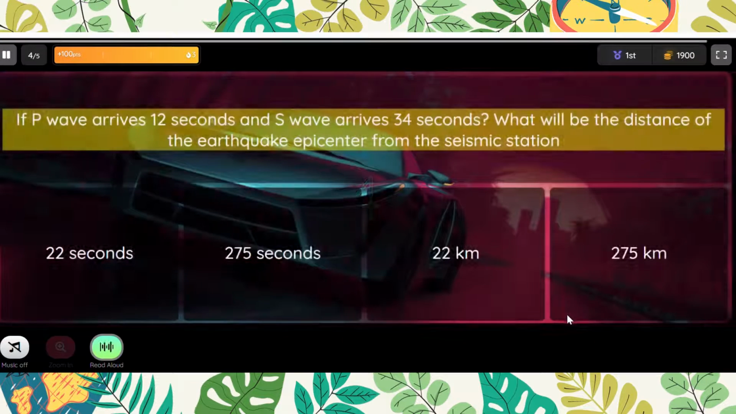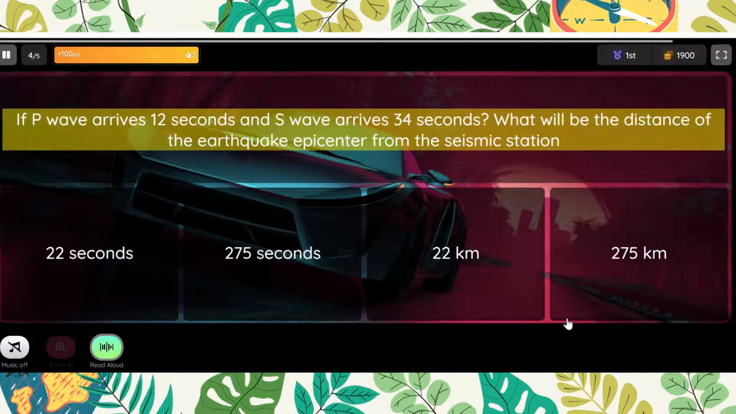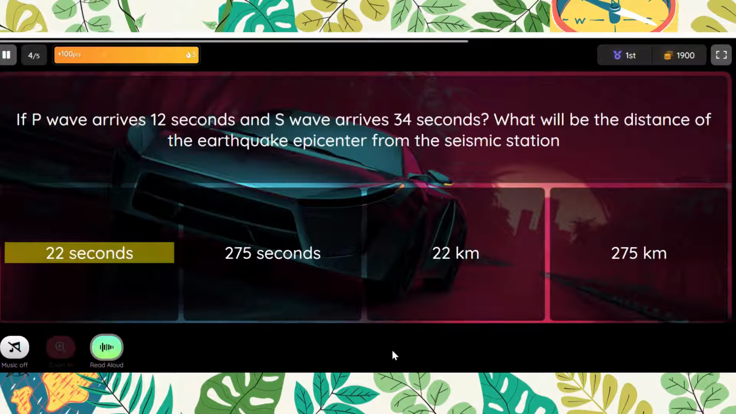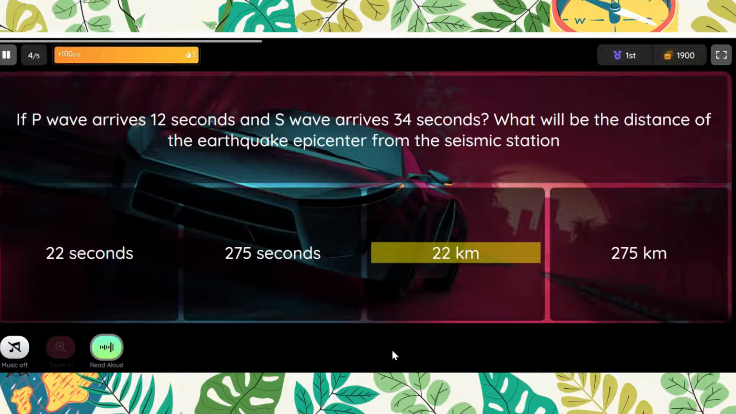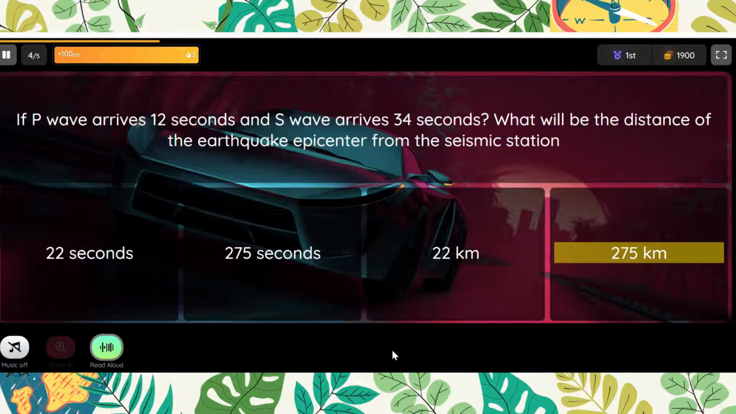Question: if the P wave arrives in 12 seconds and the S wave arrives in 34 seconds, what will be the distance of the earthquake epicenter from the seismic station? Option 1. 22 seconds. Option 2. 275 seconds. Option 3. 22 kilometers. Option 4. 275 kilometers.